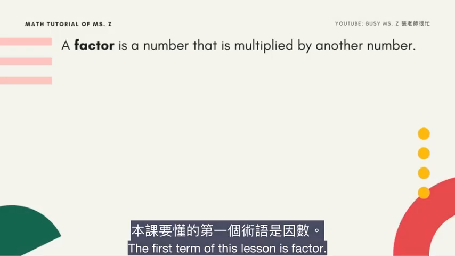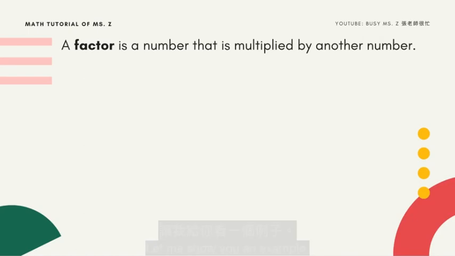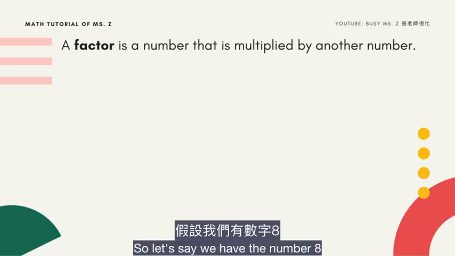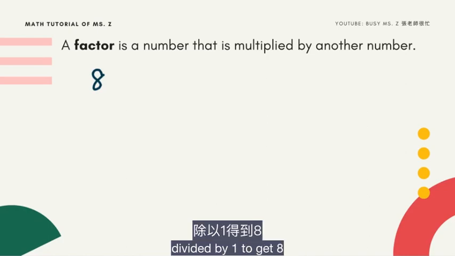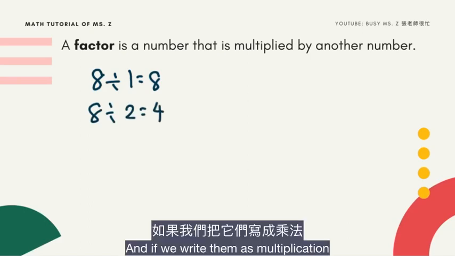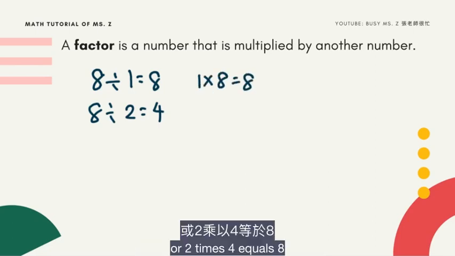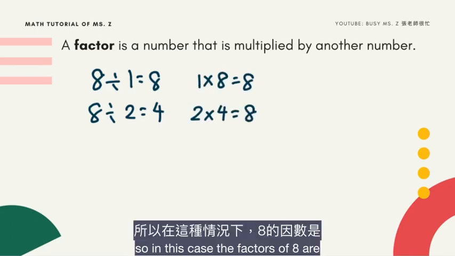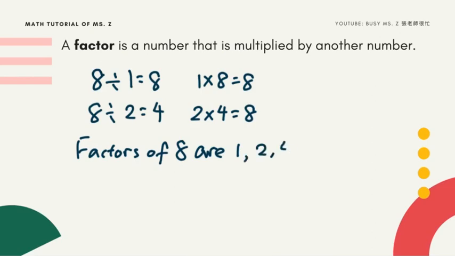The first term of this lesson is factor. A factor is a number that is multiplied by another number. Let me show you an example. So let's say we have the number 8. And we know that 8 can be divided by 1 to get 8, or it can be divided by 2 to get 4. And if we write them as multiplication, we know that 1 times 8 equals 8, or 2 times 4 equals 8. So in this case, the factors of 8 are 1, 2, 4, and 8.